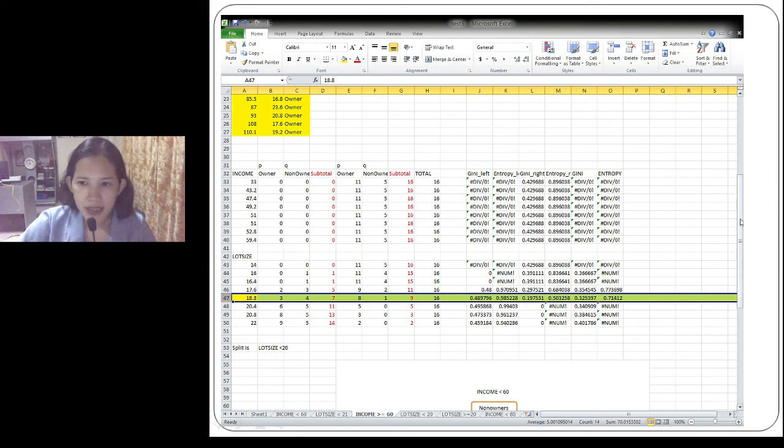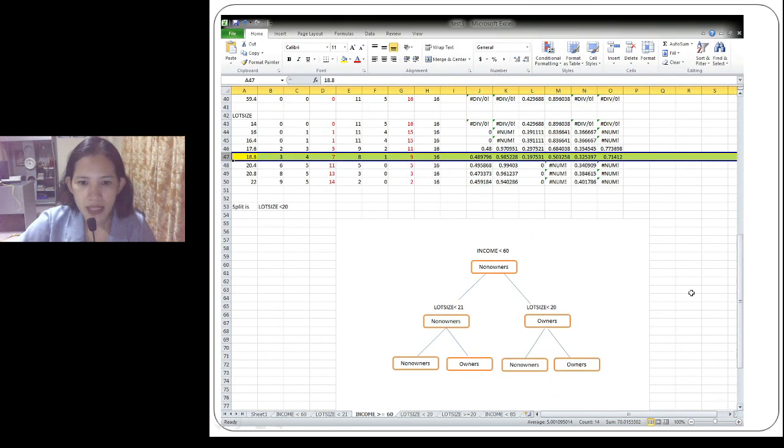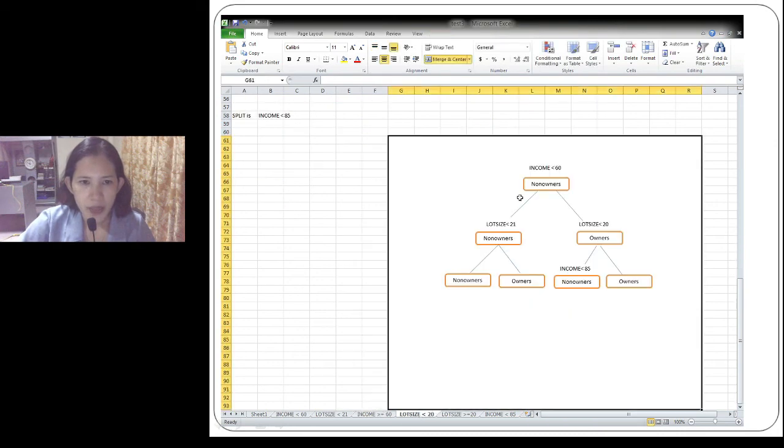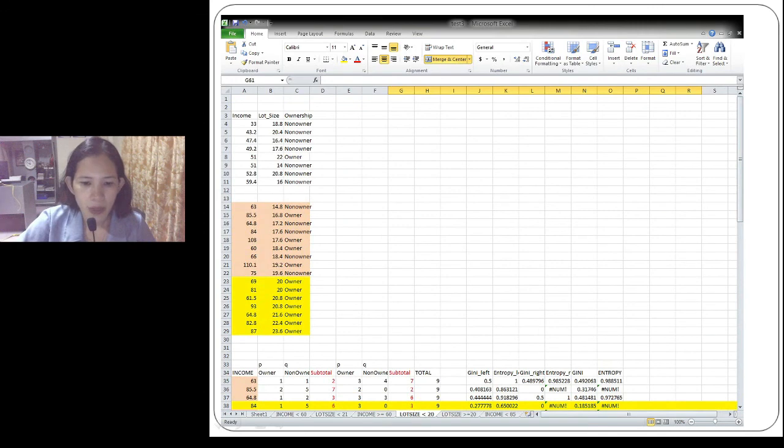So that's in the right side of our root node. So that is lot size. We added here lot size is less than 20. Next, we need to again find the split for lot size is less than 20. So we copy the data set for the lot size is less than 20.